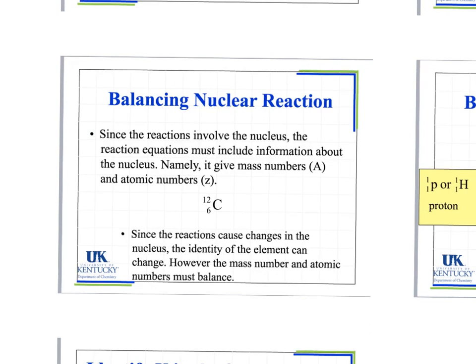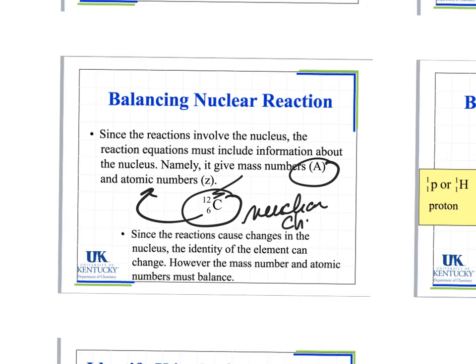Now we have to refresh our memory on the way we write isotopes. So we remember that the top number that we see here is the mass number, and the bottom number is the atomic number. The atomic number is basically the nuclear charge. So it's the number of protons in that nucleus. And the top number is the number of protons and neutrons.